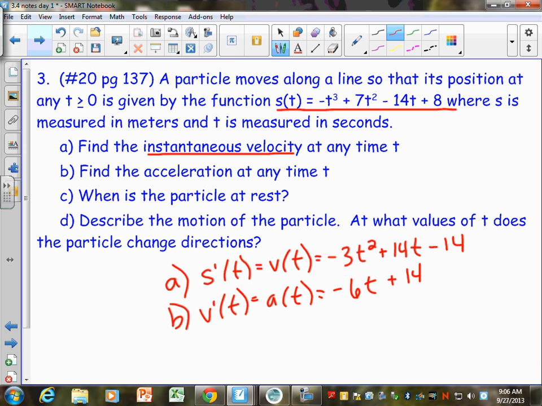Part C says, when is the particle at rest? What does that mean? When it stops moving. So what is the velocity of your particle if it stops moving? 0. So maybe next to this, that means when the velocity equals 0. And that's the big thing that we're practicing on our homework today. Do we know what that question's asking?